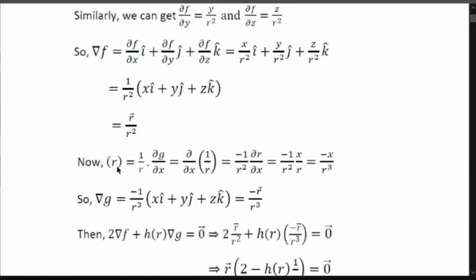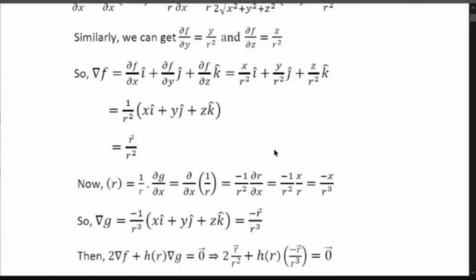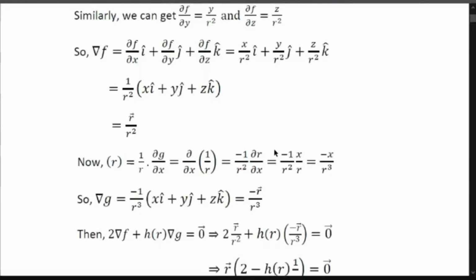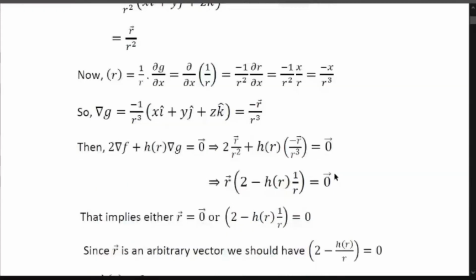So now this is g of r. g of r is 1 by r. We need to find del g. Dou g by dou x is dou by dou x of 1 by r, which is minus 1 by r square times dou r by dou x. Again, we know what dou r by dou x is; we have found it there. So it is going to be minus 1 by r square times x by r, which is minus x by r cube. So del g is going to be, again, dou g by dou x.